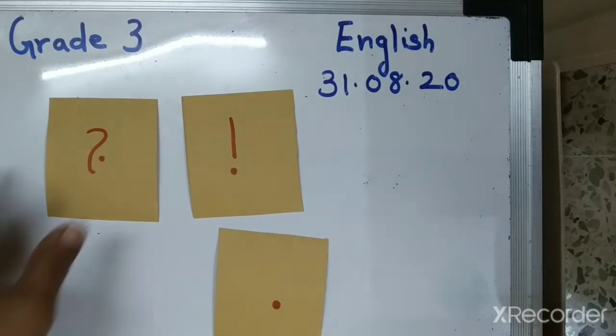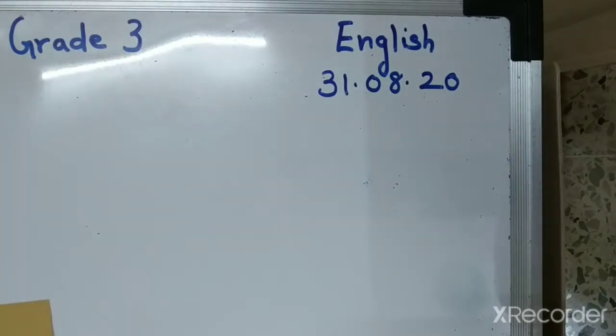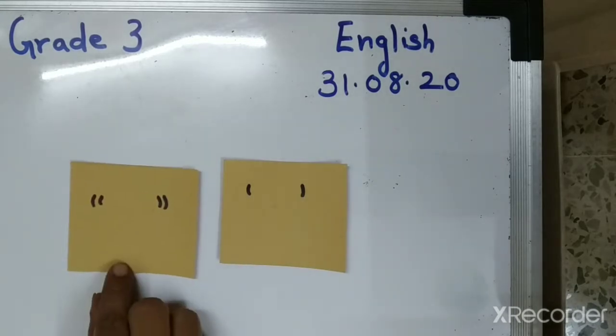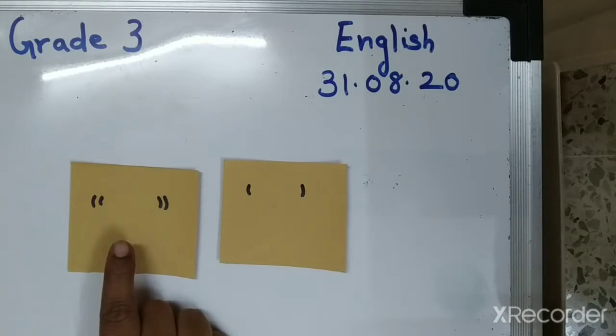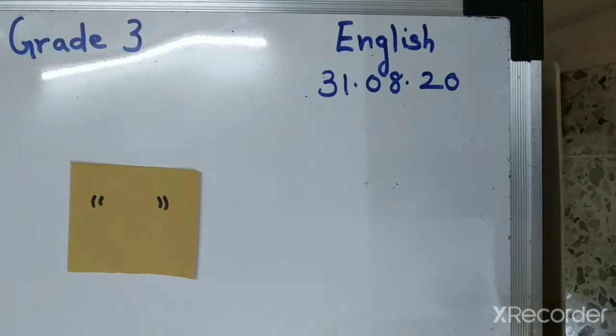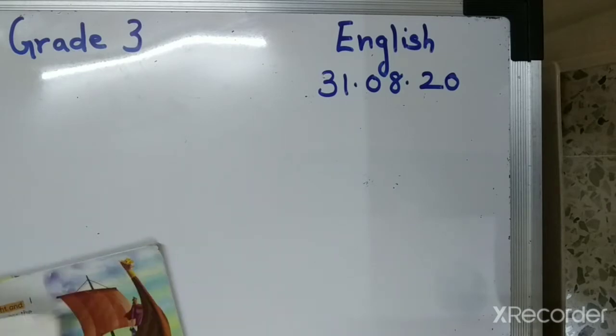And what about this, children? Let me just show you this. What's this? See carefully, children. We have done this and this. These are our inverted commas, speech marks, the single and the double comma, right? Now children, we have done all this: question mark, exclamation mark, full stop, speech marks.